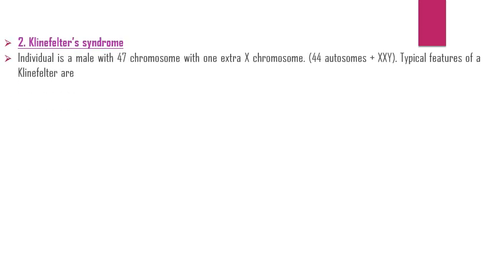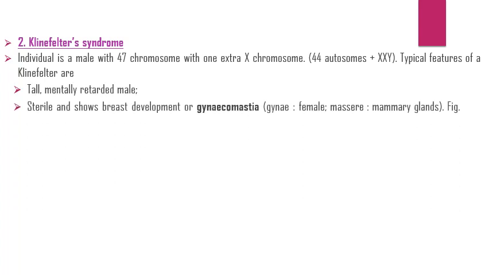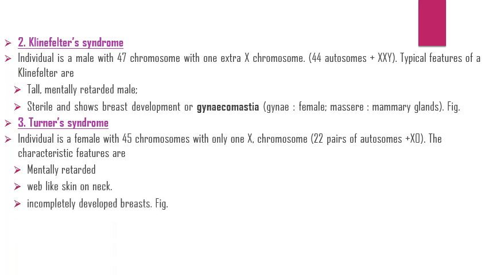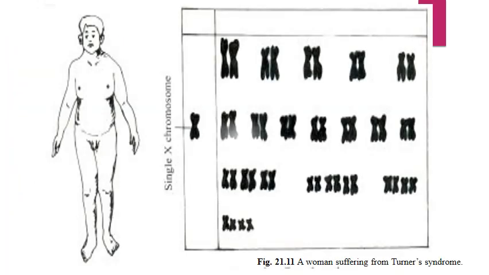Klinefelter syndrome. The individual is a male with 47 chromosomes, with one extra X chromosome. Typical features of Klinefelter syndrome are a tall, mentally retarded male, sterile and showing breast development. Turner syndrome: the individual is a female with 45 chromosomes with only one X chromosome. The characteristic features are mental retardation, web-like skin on the neck, and incompletely developed breasts. You can see this in this figure.